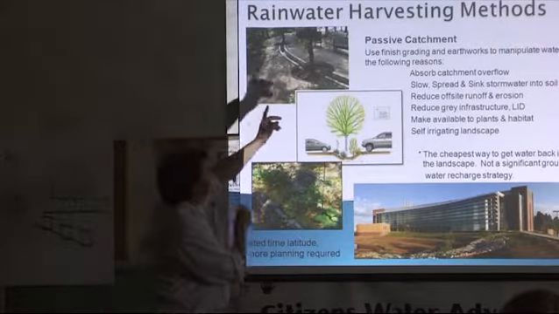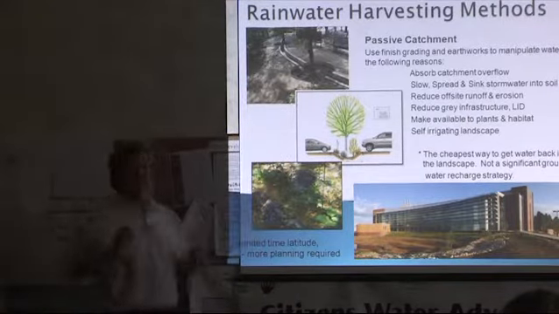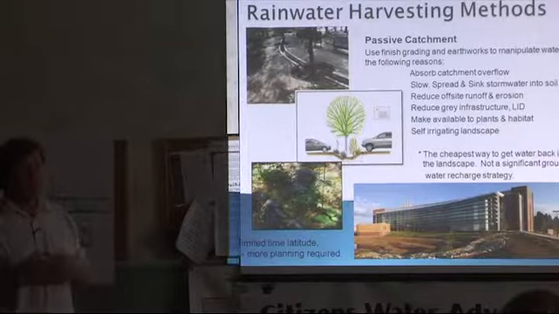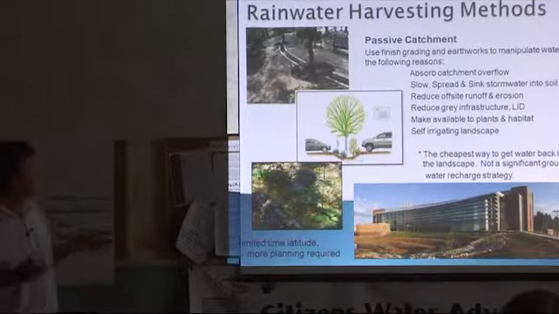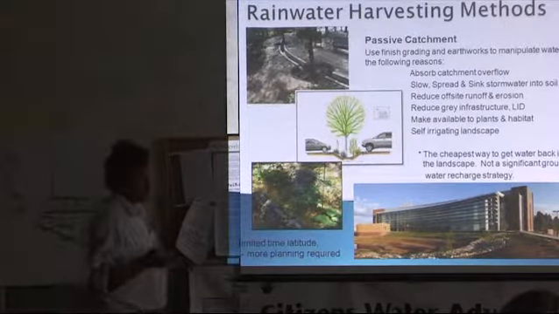Okay, passive catchment is actually the lowest hanging fruit. I mean, with a pick and a shovel, you can have more impact. You can collect more rainwater for the amount of time and energy investment than you can with active. Active being capturing in a tank for reuse later.